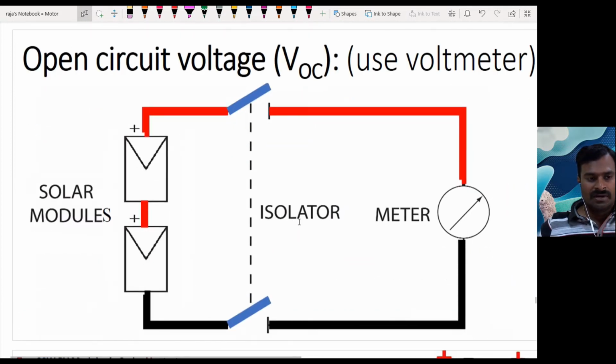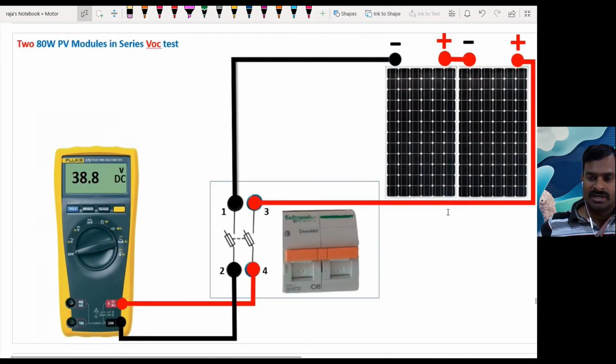The open circuit voltage for a series connected solar panel is measured in a very similar way, but the panels are connected in series here back to back, and the isolator is connected to connect and isolate the panels from the meter. When it is required, I will connect it so that I can measure the open circuit voltage. So this is how the connection is made.